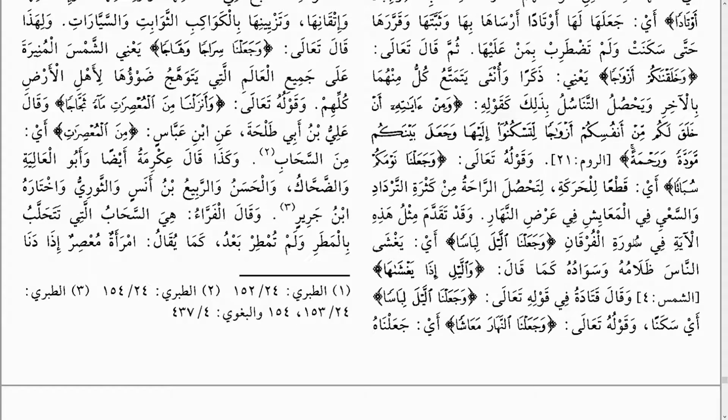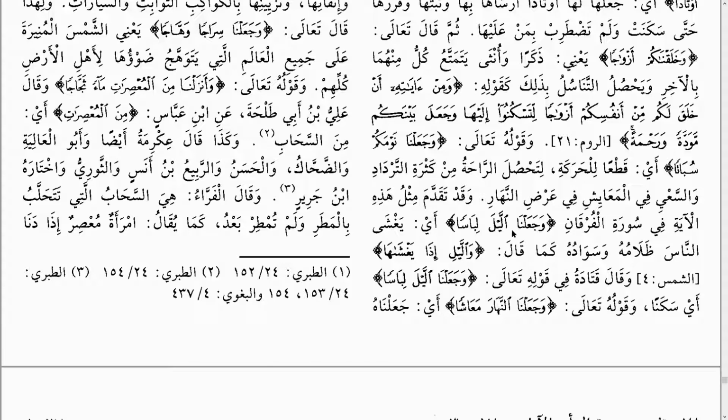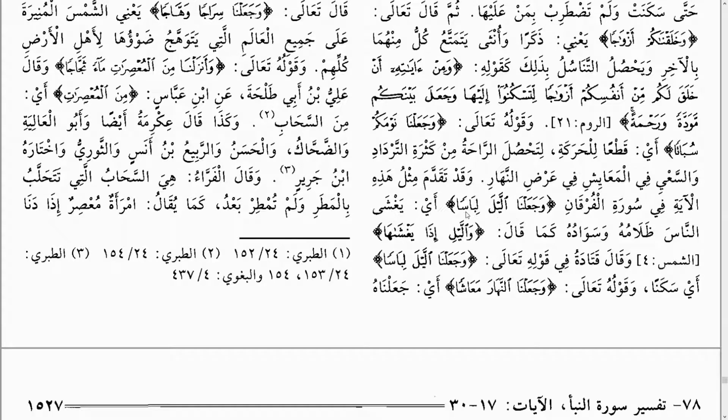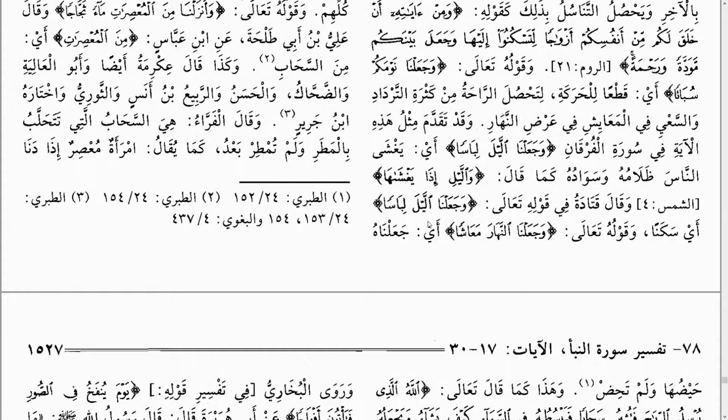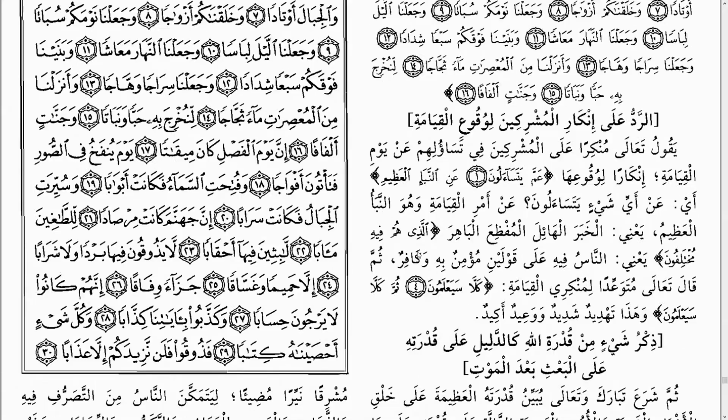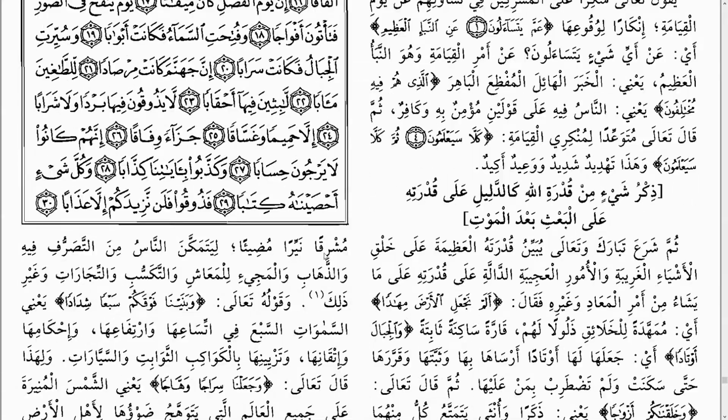This has been repeated from Surah Al-Furqan. وَجَعَلْنَا اللَّيْلَ لِبَاسًا. Allah has made the night as a libas, meaning its darkness and blackness cover people. وَاللَّيْلِ إِذَا يَغْشَاهَا. Qatada said it means sakanan, a peaceful place, a residence. And وَجَعَلْنَا النَّهَارَ مَعَاشًا means We made it bright, luminous and shining. Then he talks about the day.